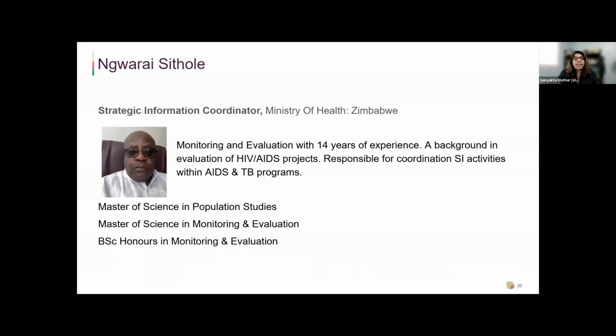Mr. Norai is the Strategic Information Coordinator with the Ministry of Health in Zimbabwe. He is a monitoring and evaluation expert with over 14 years of experience. His background is in a range of HIV and AIDS projects, and he has been responsible for the coordination of strategic information activities within AIDS and TB programs. He holds a Master's of Science in Population Studies, as well as Monitoring and Evaluation, and a Bachelor of Science with Honors in Monitoring and Evaluation. Mr. Norai, please join us.